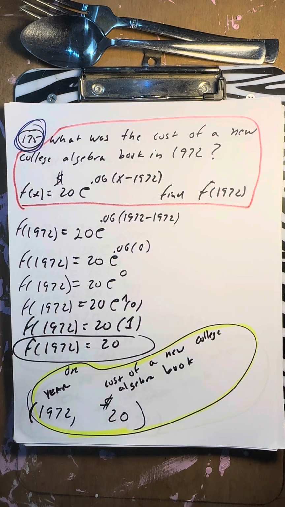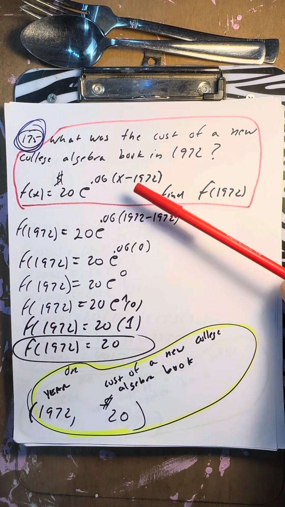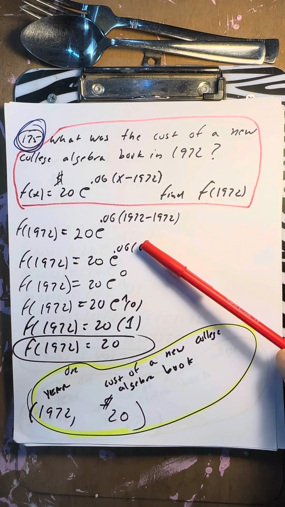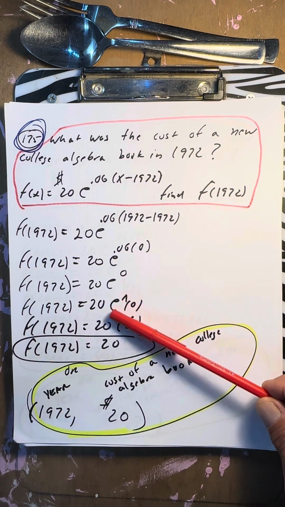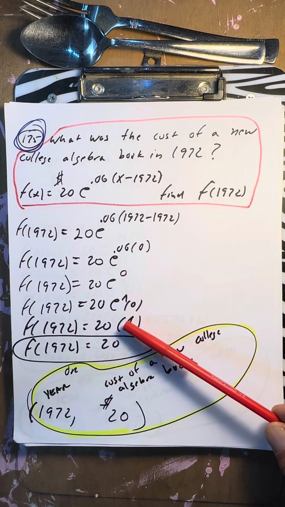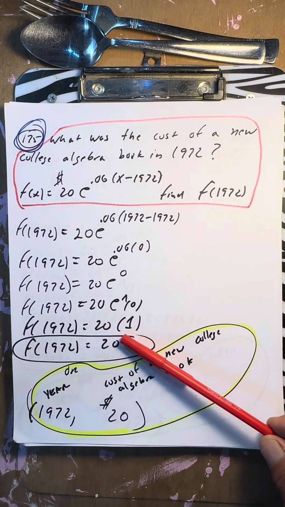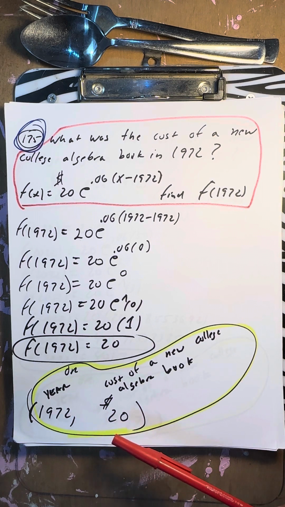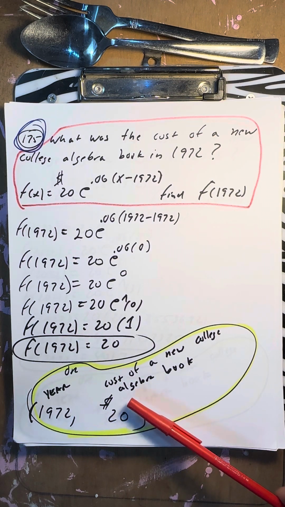What was the cost of a new college algebra book? Those big old college algebra books with nice solutions in them. What did they cost in 1972? Let's put it in. Here's our function. Put f of 1972. 1972 minus 1972 is 0, and 0 times that is 0. E to the power of 0 is 1. So that's going to be 20. So in the year 1972, $20 is the cost of a new college algebra book.